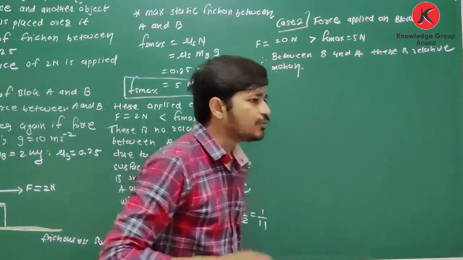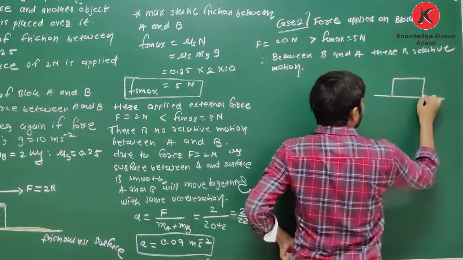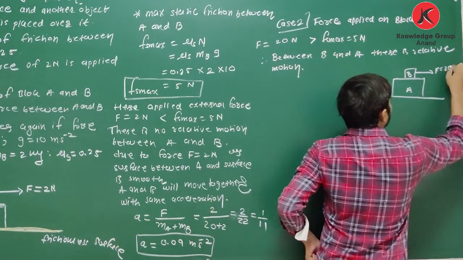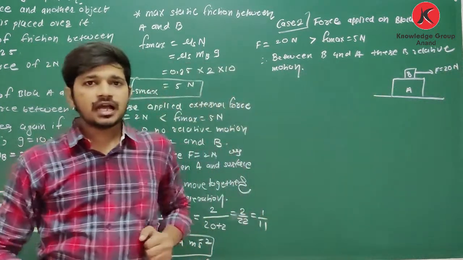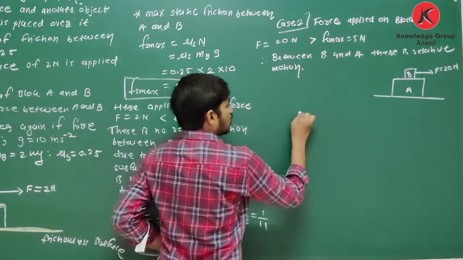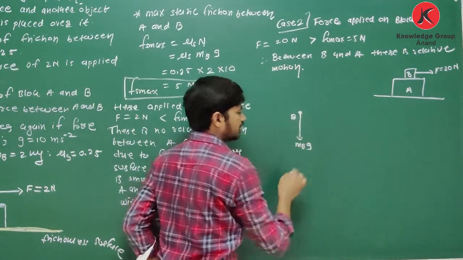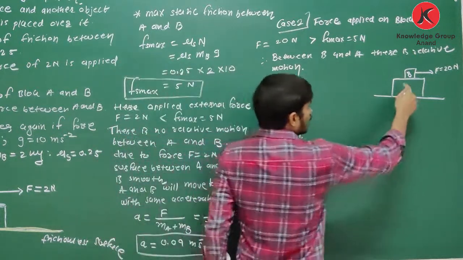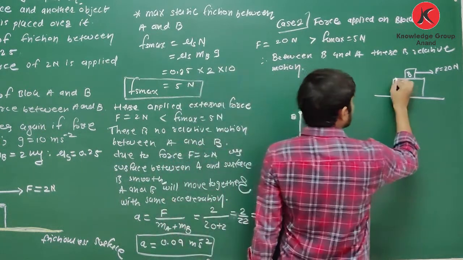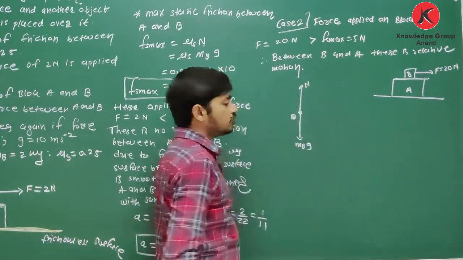Now I will draw the free body diagram of blocks B and A. Again, you are given a system like this. It is block A, and it is block B. On block B, F equals 20 Newton is applied. First, for object B, as its mass is mb, mb g is always acting in the downward direction. Yes, there is a contact surface, so normal reaction is acting in the upward direction.